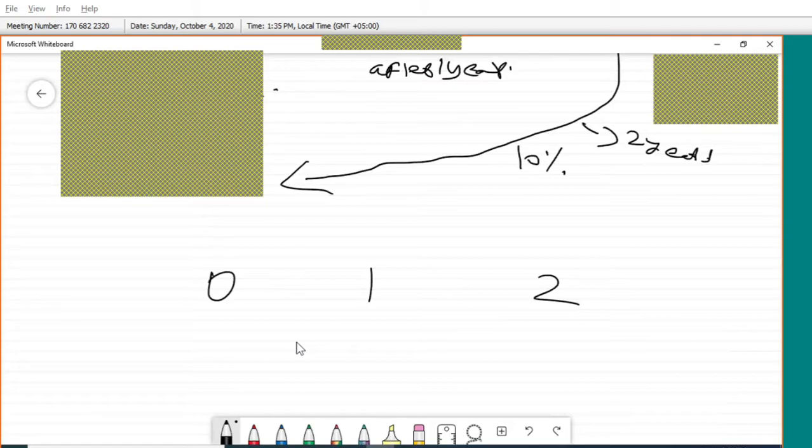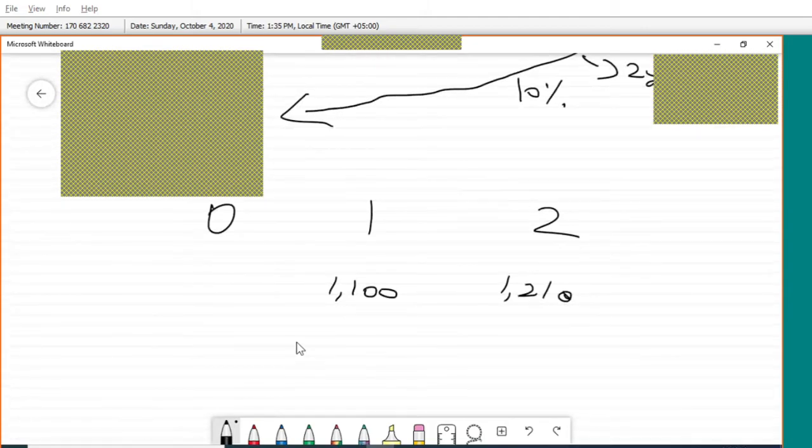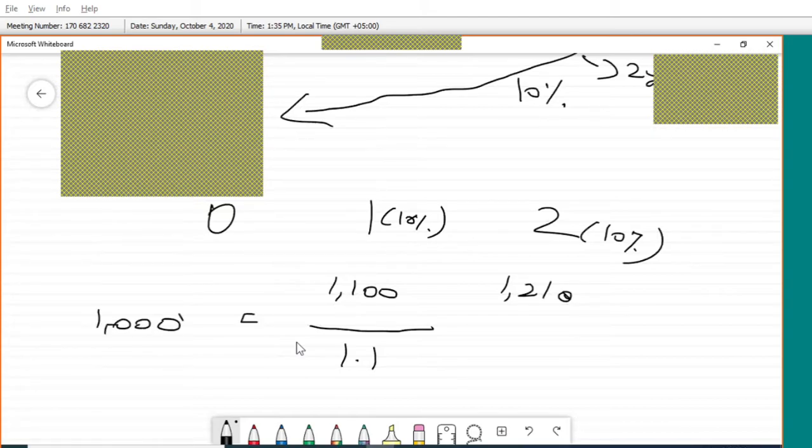So after 1 year, I have 1100. After 2 years, I have 1210. What is the present value? 10% is the discount rate. For the first year, what to do? 1100 divided by 1.1 equals 1000 rupees. This is how we have to discount.